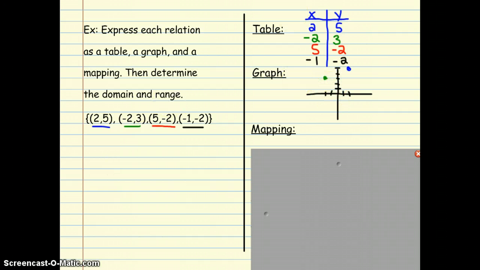Our red point, positive 5. So we're going to go 5 in the positive direction, and it's going to be down 2. So positive 5, negative 2. And our last point, negative 1, negative 2. We're going to start at the origin and go negative 1 and negative 2.